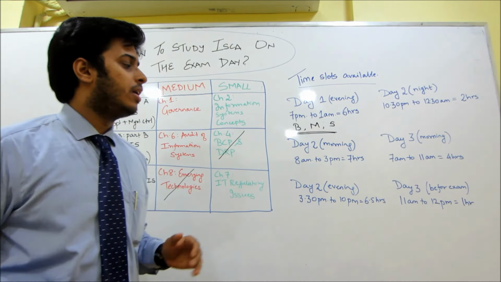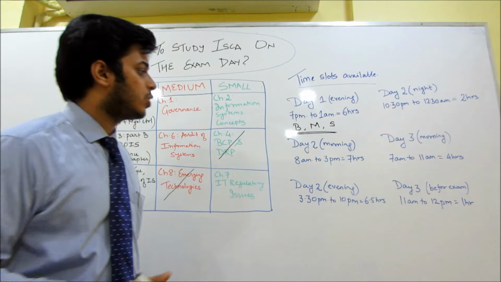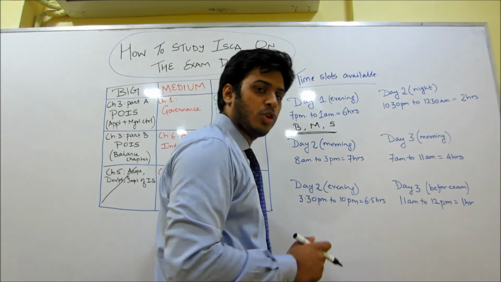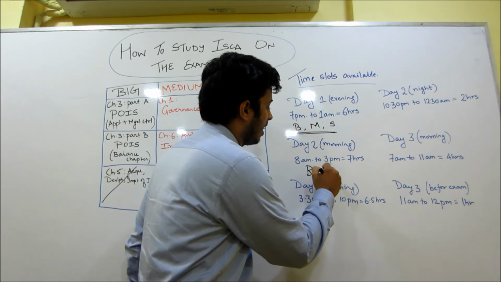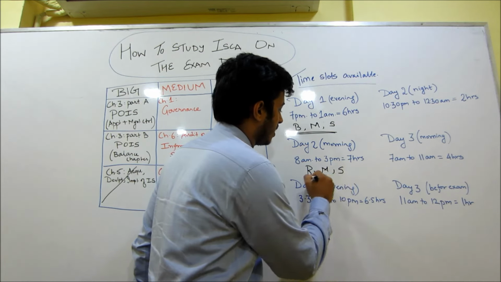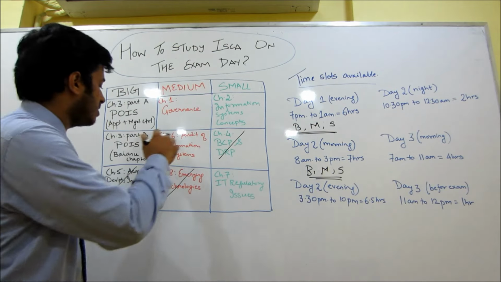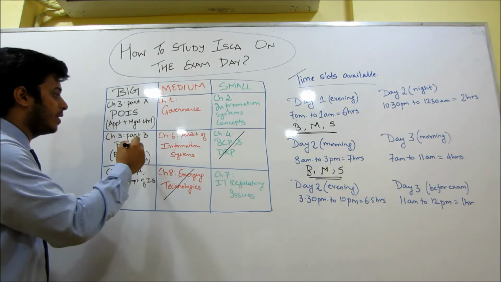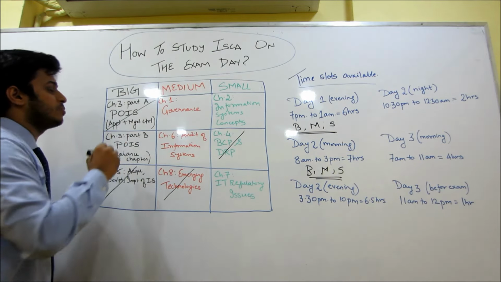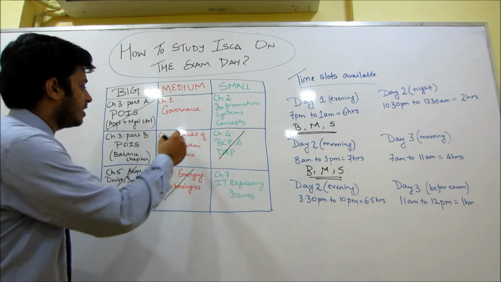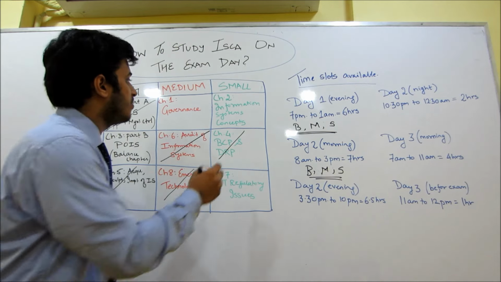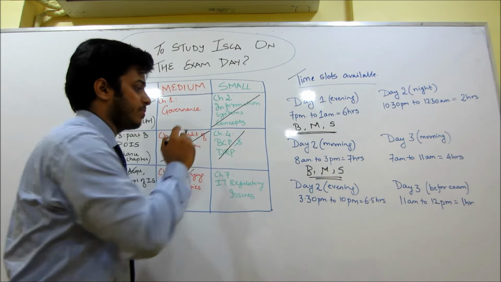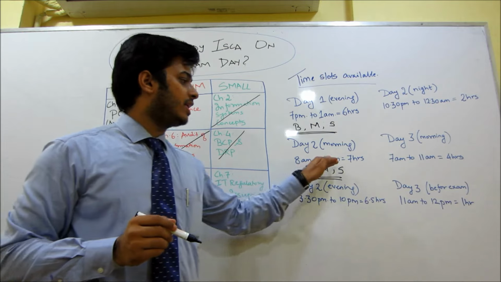Once this is done, you need to go to day 2 now. Day 2, 8 a.m. to 3 p.m. is your slot 2. You need to cover 1 big, 1 medium and 1 small chapter once again. So from the balance chapters, suppose I take POIS part A, AOIS, that is Audit of Information Systems, and Information Systems Concepts. This should be done by 3 p.m. in the afternoon.